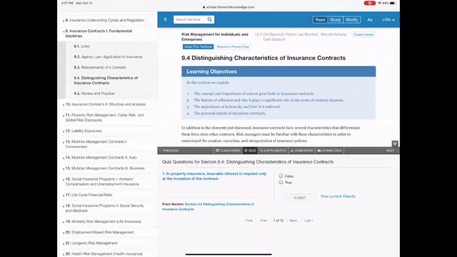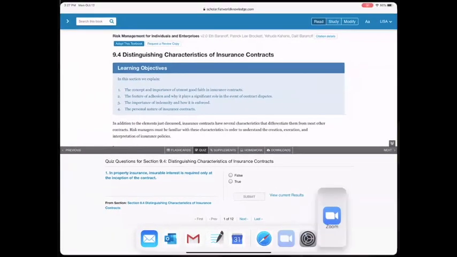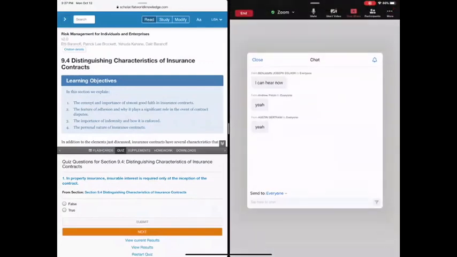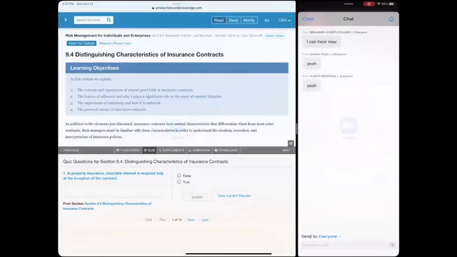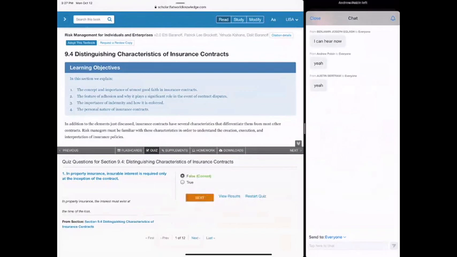Okay. In property insurance, insurable interest is required only at the inception of the contract. Is that true or false? If you guys online can hear me, what do you think? True or false? In property insurance, insurable interest is required only at the inception of the contract. Correct. False. It's required at both.